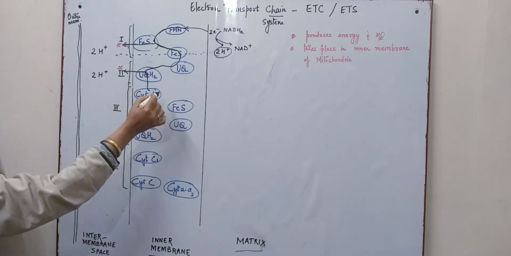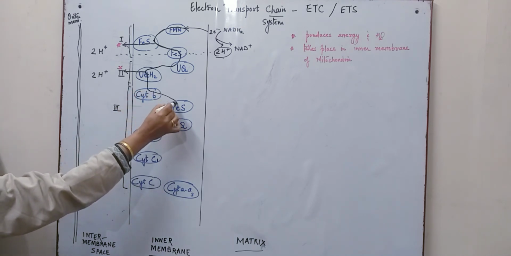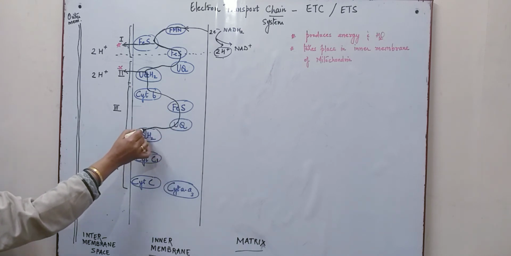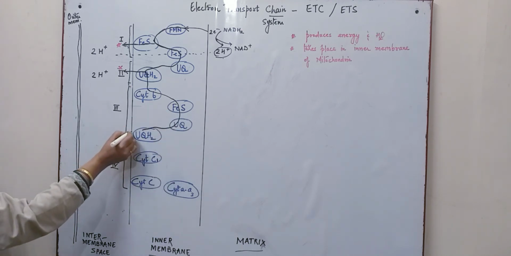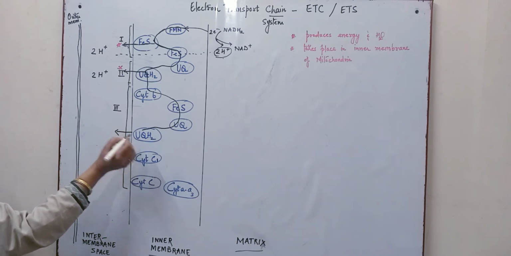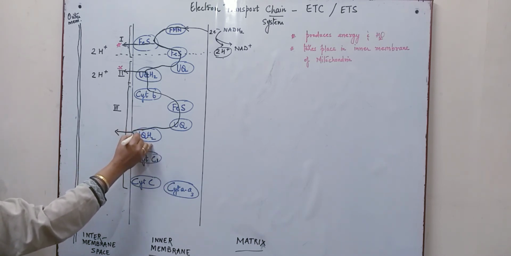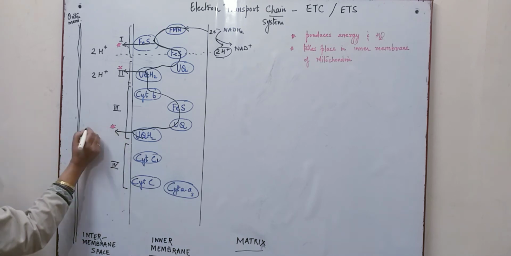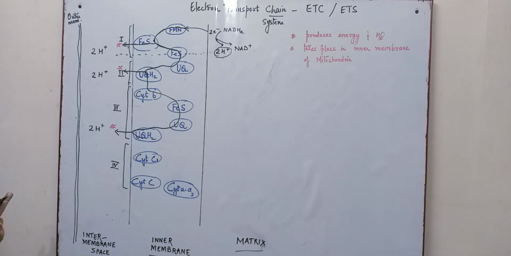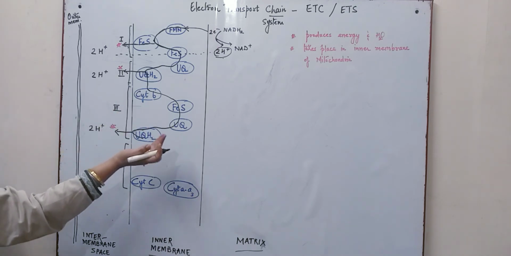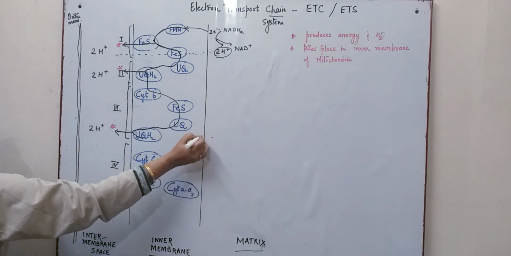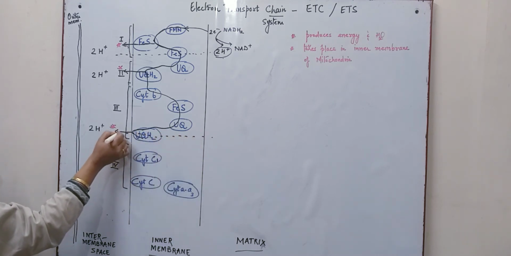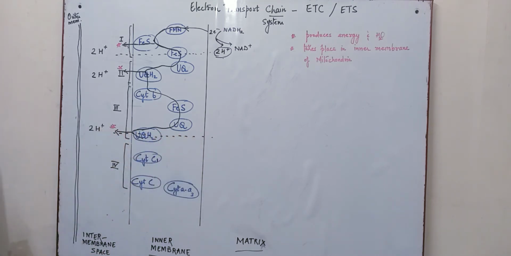and when it again passes through the ubiquinone, it will release energy over here. So energy is again produced at the 3rd complex, and it will also result in a pair of protons being transferred from the matrix to the intermembrane space.